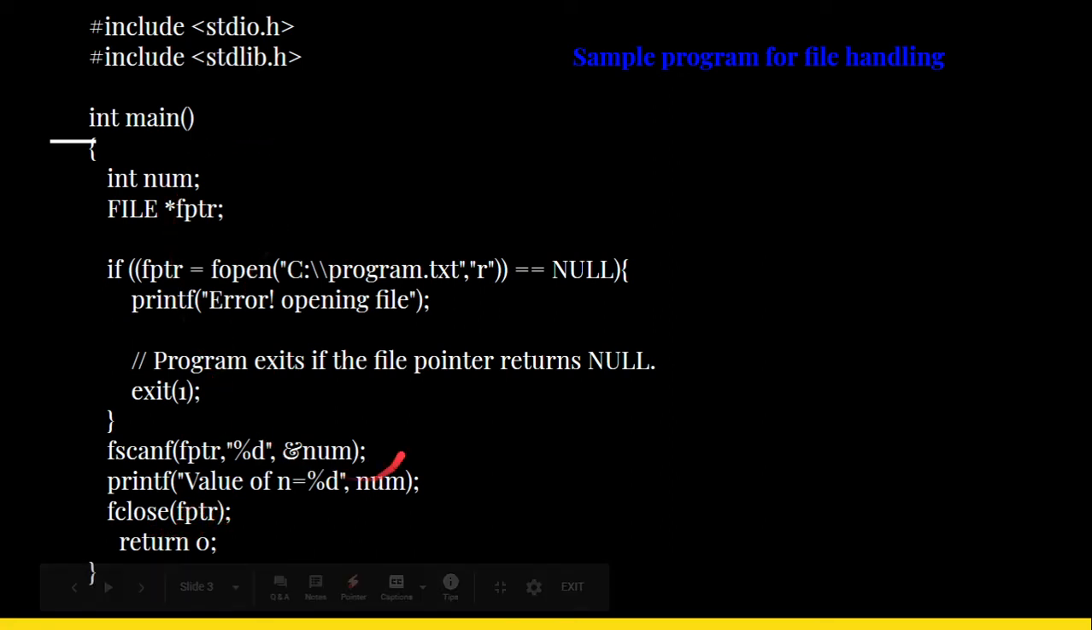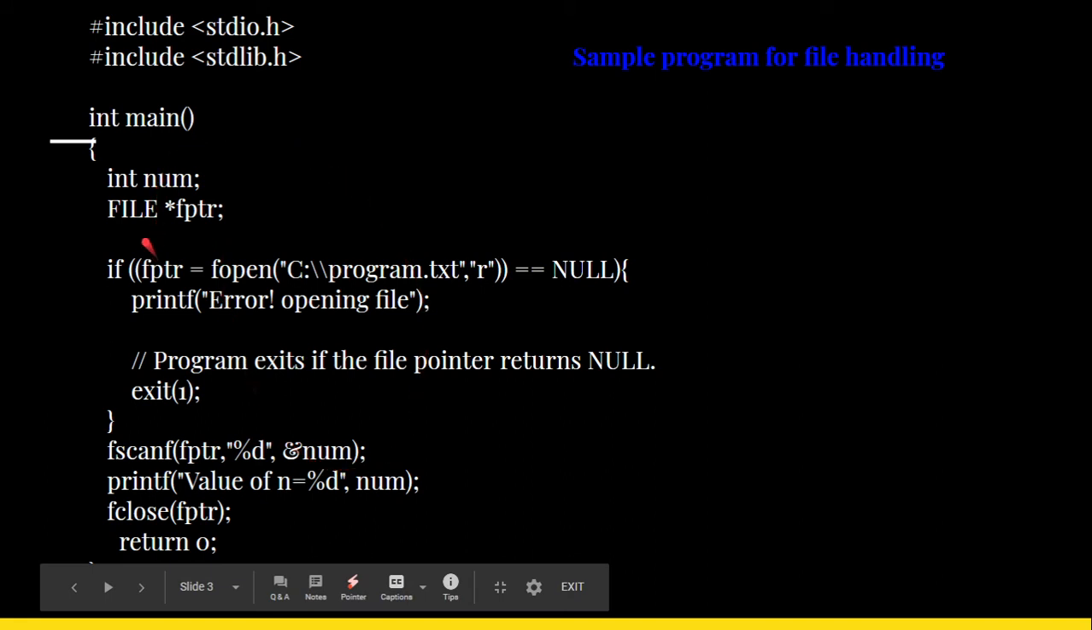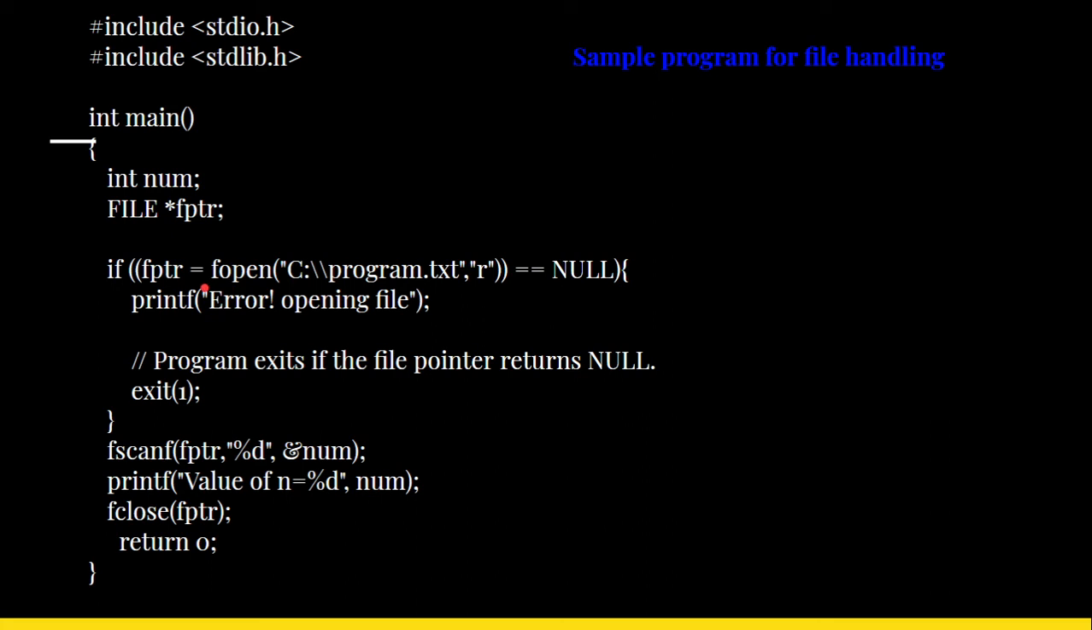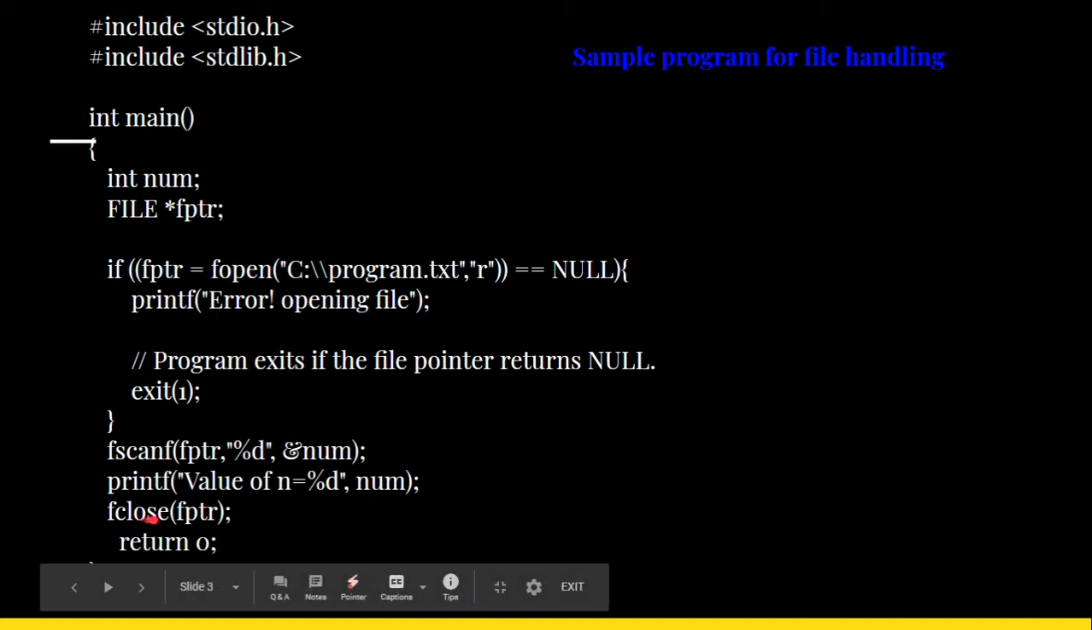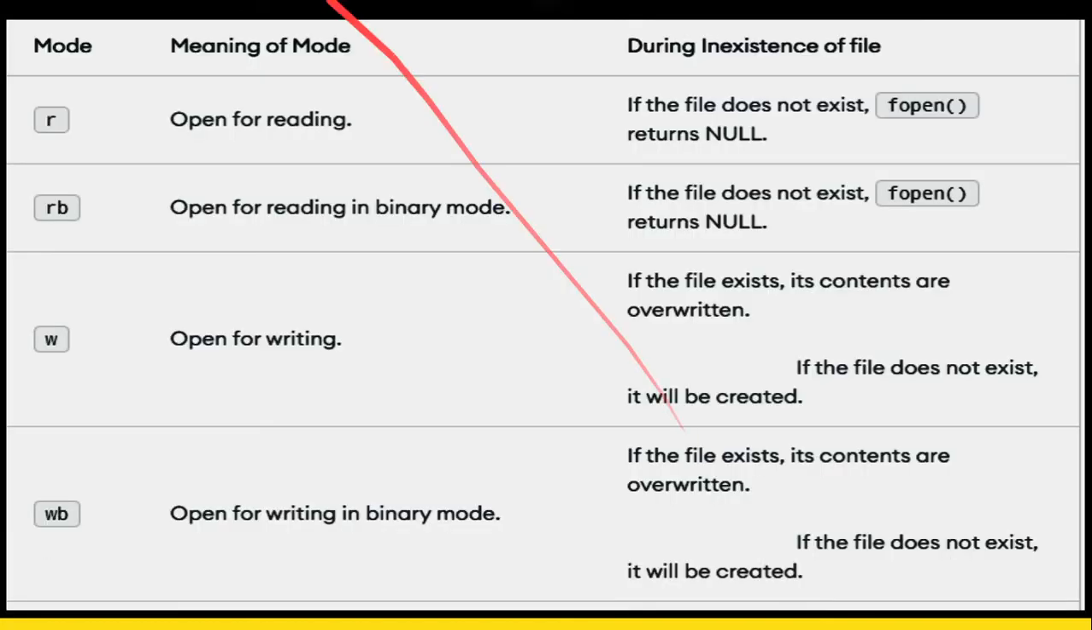So the new things you are learning in the file program are: FILE is the keyword to create the file, fopen is the command to open the file, exit 1 is to come out of this loop, fscanf is the input statement in the file concept, and fclose is the one to close the file. Now let us see the commands with the different modes, how the operations are done.